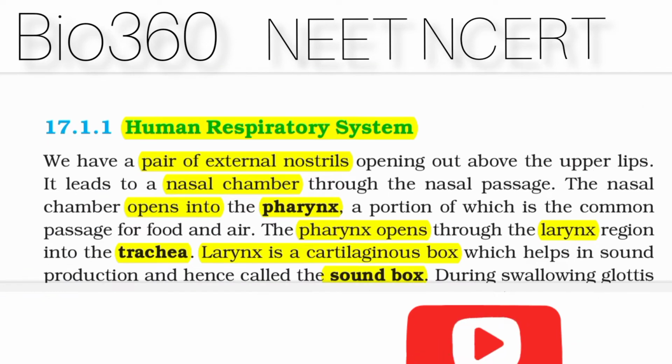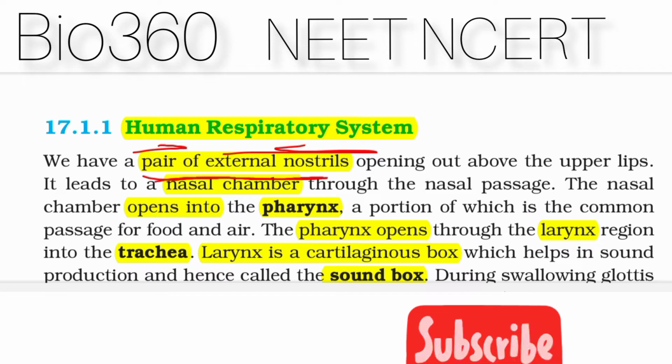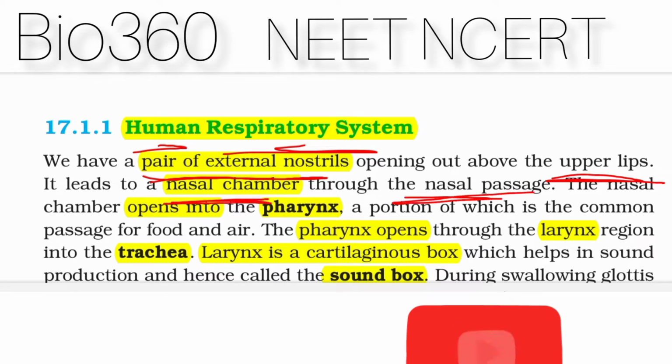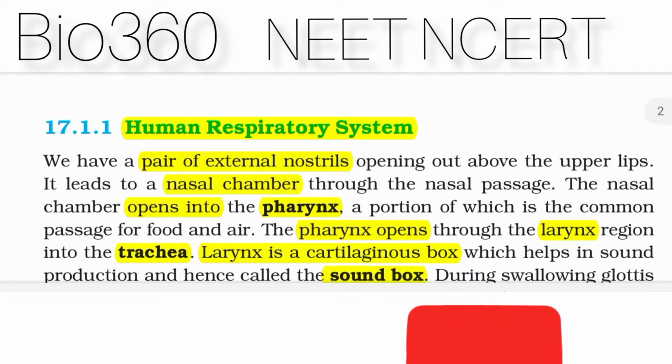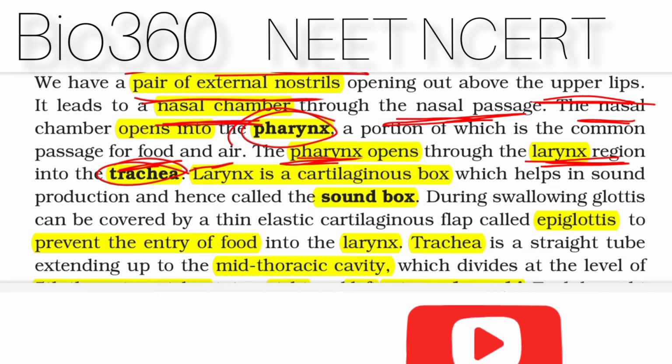Now let's see the respiratory system in human beings. As we know, we have a pair of external nostrils which are the openings of the nose above the upper lip. It leads into the nasal chamber through the nasal passage. The nasal chamber opens into the pharynx, which is a common portion for food and air. Pharynx opens through the larynx region into the trachea. The larynx is a cartilaginous box because it is made up of cartilages, which helps in sound production, so it is also known as the sound box.